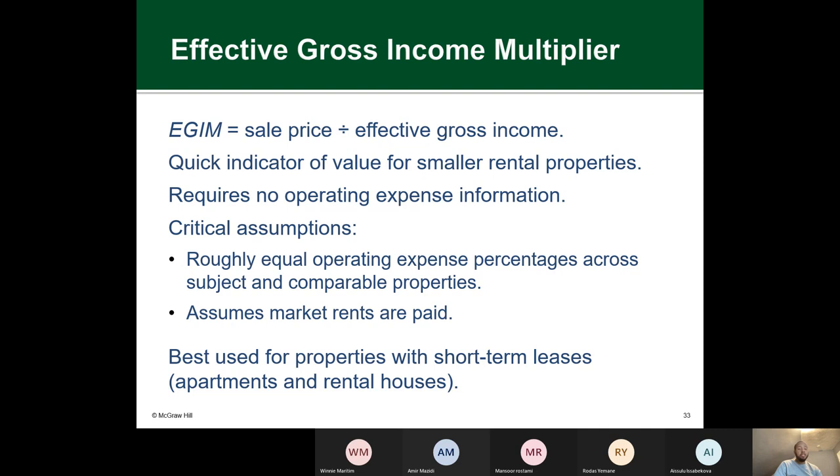So our gross income multiplier is the sales price divided by effective gross income. It determines value for rental properties. There's no operating expense info needed. It doesn't matter, we don't need that. Things to assume: market rents are paid on time and up to date, and that the operating expense percentage is pretty much the same across all properties, and the same property that we own. So the best way to utilize this is with properties that have short-term leases. So our apartments, our rental houses, our warehouses that only run on year contracts. All of these things are important.